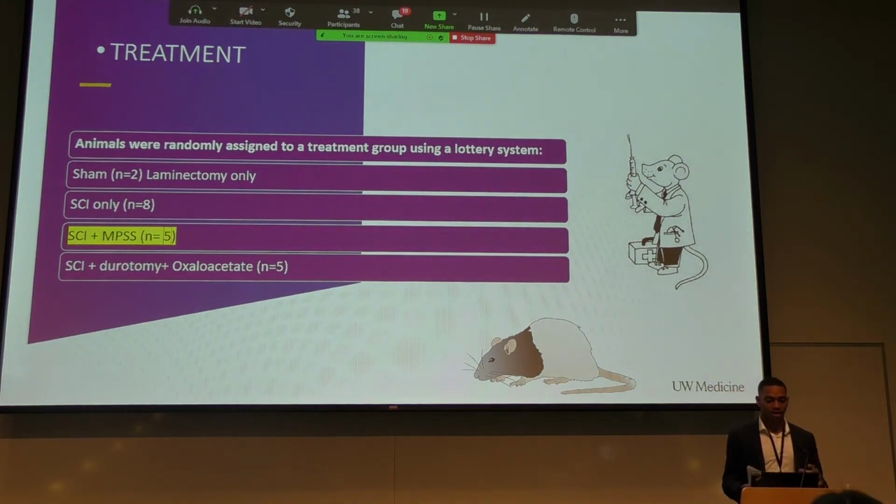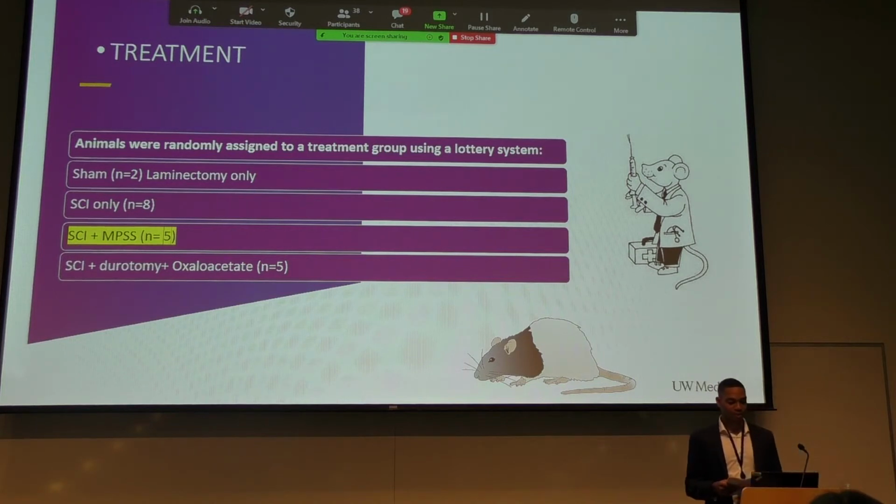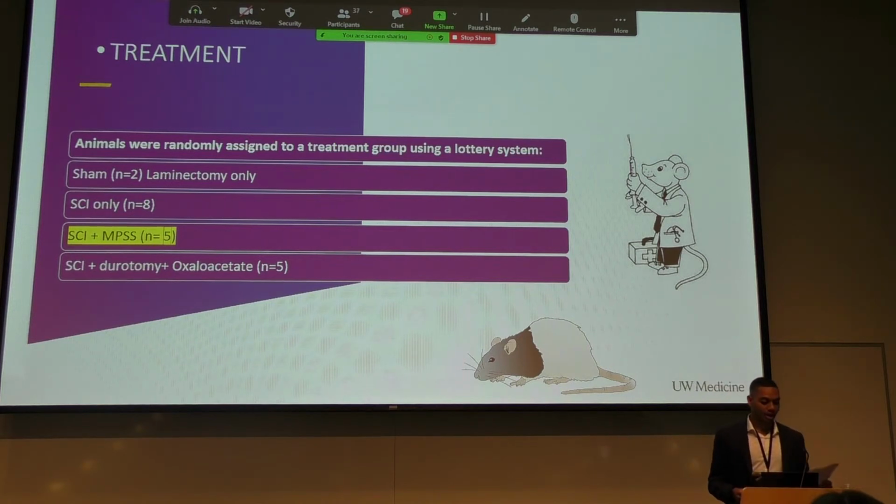Treatment. So we had 2 sham animals which received a laminectomy only, so no spinal cord injury. We had 8 spinal cord injury only animals, 5 spinal cord injury plus methylprednisolone animals, and the last group I won't be talking about, but I put it in to show you guys that we used 20 animals in total.